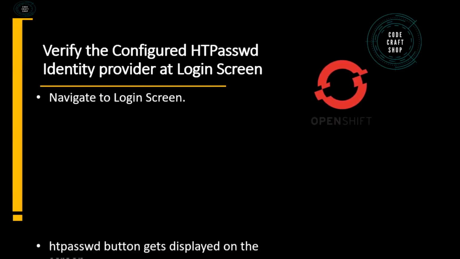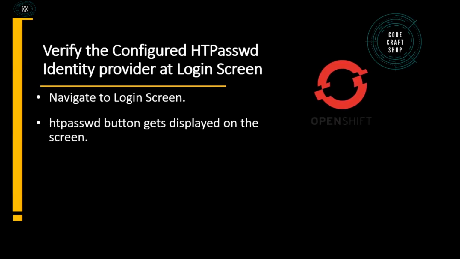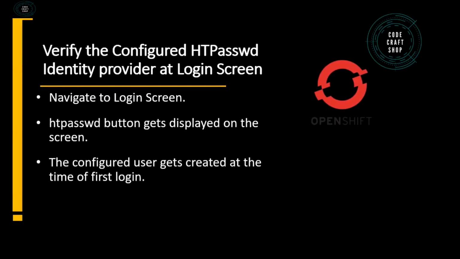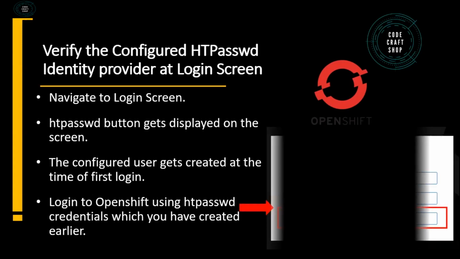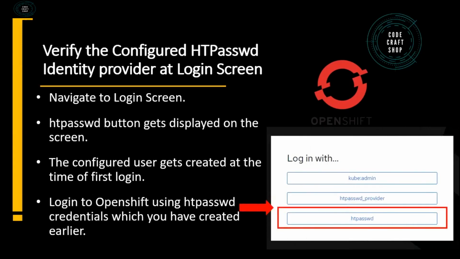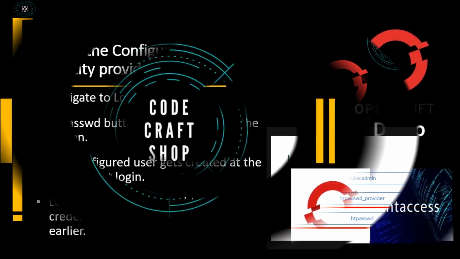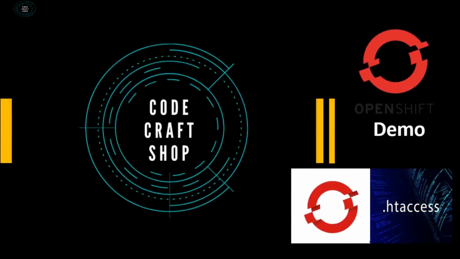So we will navigate to the login screen, and then the htpasswd button gets displayed on the screen. The configured users get created at the time of first login, and then we log into OpenShift using the htpasswd credentials which we have created earlier. So this is the option that gets created when we configure the htpasswd identity provider. So let us move on to the demo part.